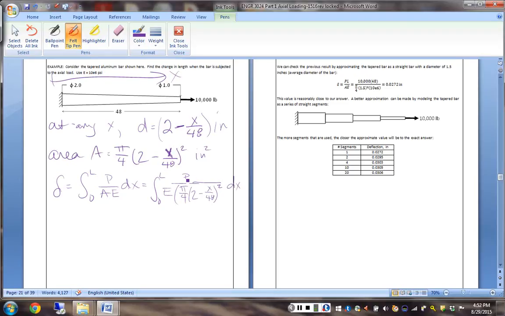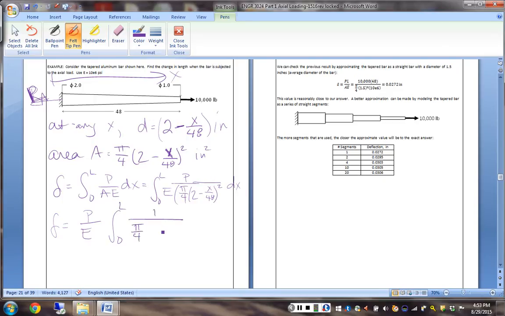Well, the internal force here is not a function of x. We have an applied 10,000 pounds. We know that our reaction at A is 10,000, and so that internal force anywhere in x is 10,000. We can pull that out of the integral. We also know that the material is the same everywhere. It's a constant, so we can pull that out of the integral. So we're left with 1 over this other stuff.